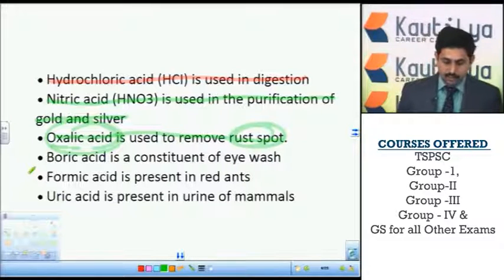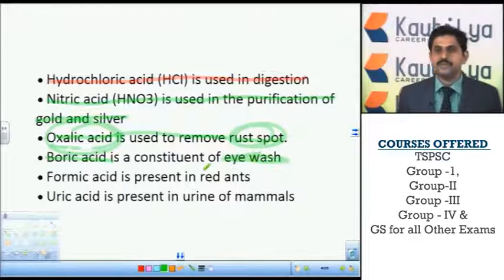Now the boric acid, it is useful for eye wash. That means, for example, if you take some eye drops, it consists of boric acid. Some content of boric acid will be there as one of the constituents.